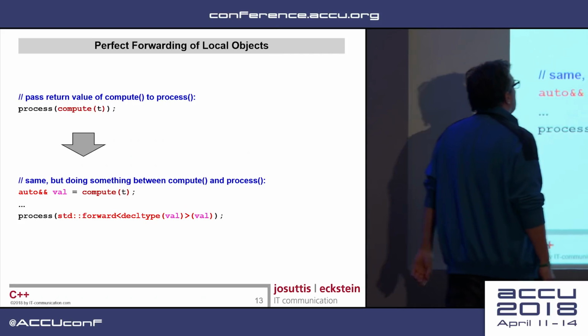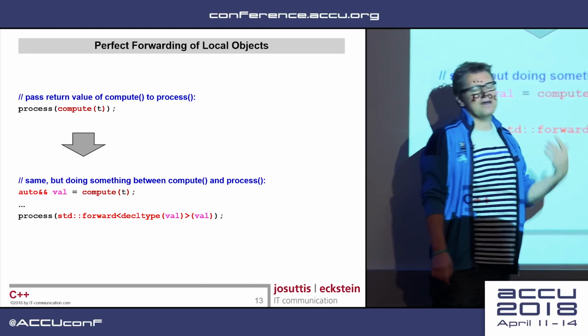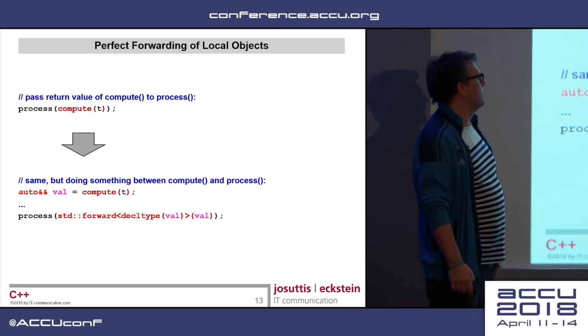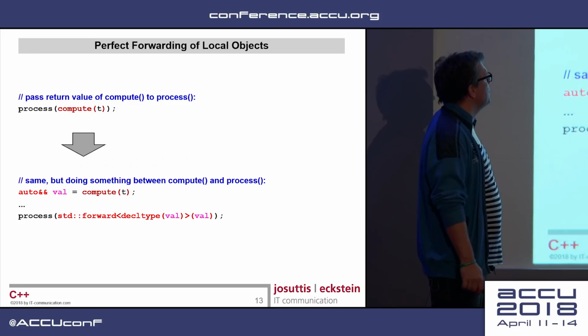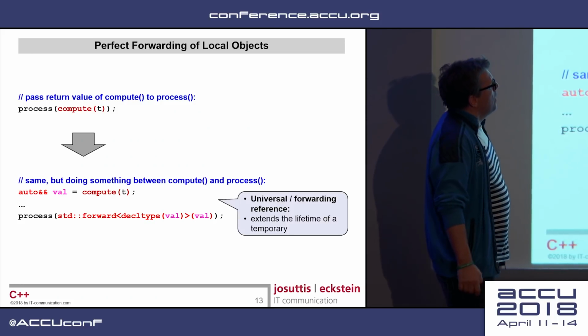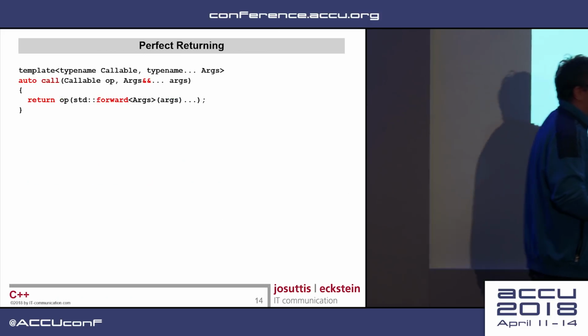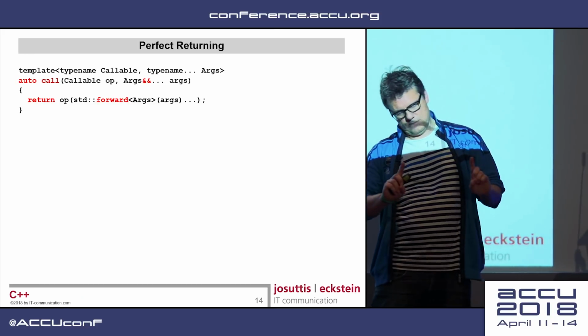So you have to initialize an autoref, and you forward it by the type of this object and by taking the value of this object. So we introduced that. Good. Was it good enough? Did it work for everything? No. We have more. We have the case that we sometimes want to perfectly return something.